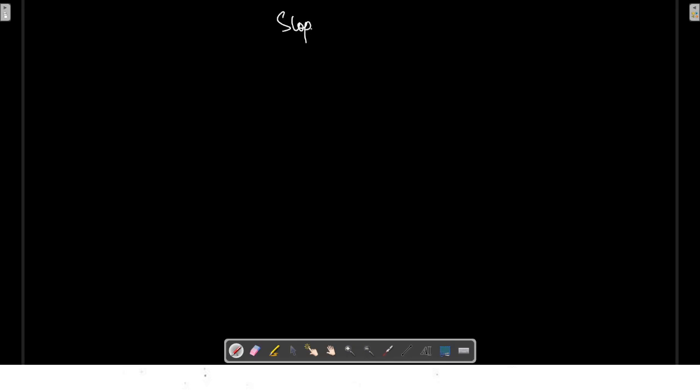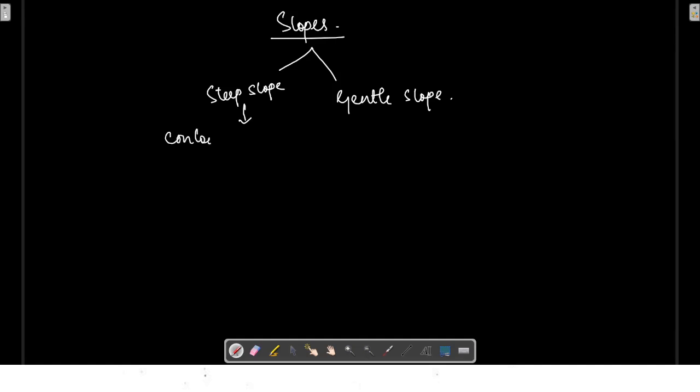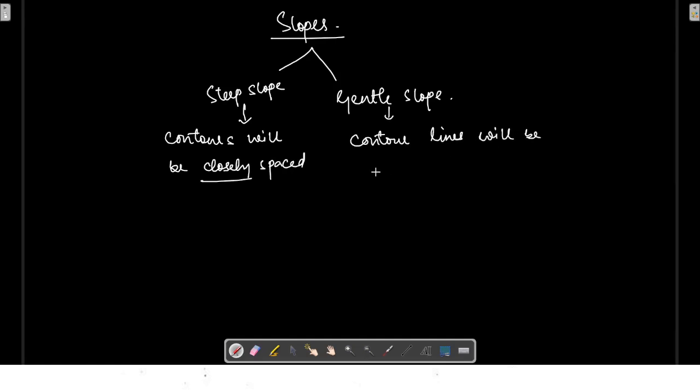So students, we have to keep one thing in mind. First of all, slopes. We have learnt over here about the slopes. One is the steep slope, another is the gentle slope. When we have a very steep slope, that means the contours will be closely spaced. And under gentle slope, the contour lines will be widely spaced.